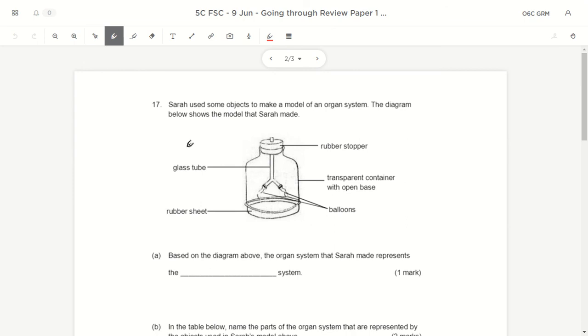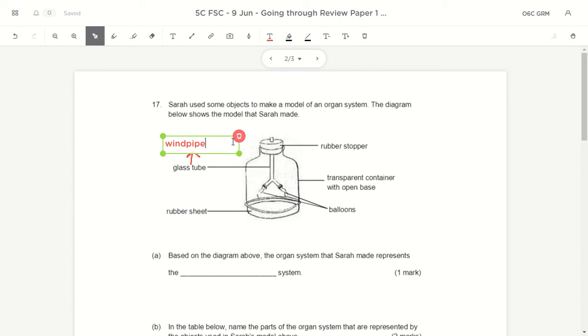Okay, I made this model. I think we have seen this model before in term one. The diagram shows the model that she made. So I have a rubber stopper, I have a glass tube. Once you see this diagram, try to link it to what you have learned about the human respiratory system. Remember this glass tube, what does it represent? This actually represents the windpipe.